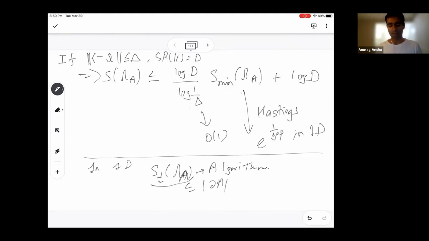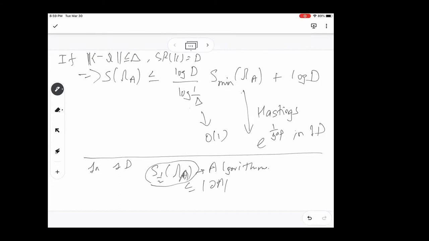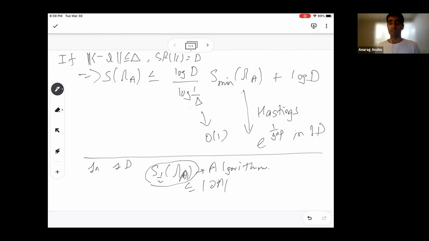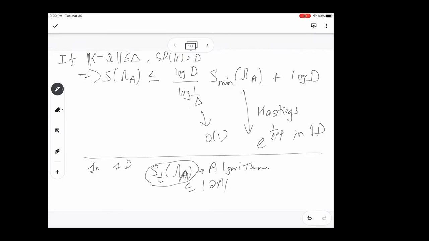Because S half is like the Schmidt rank, right? It's sort of like a smooth Schmidt rank, and that's what we want to bound. So they even require I max to be bounded. Yeah, exactly, because one roughly wants Schmidt rank to be bounded to get algorithms, and the AGSP method gives that as well. But min entropy, I'm not sure it has applications on its own.